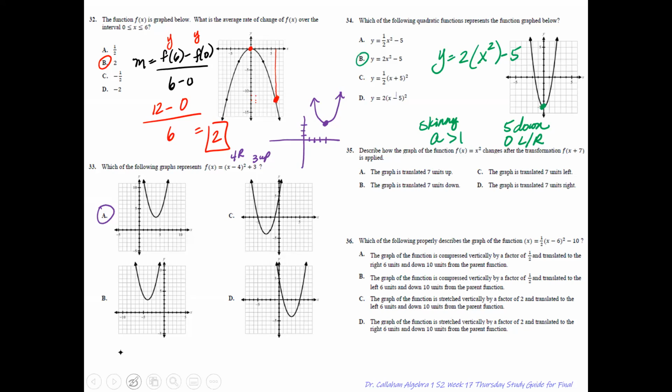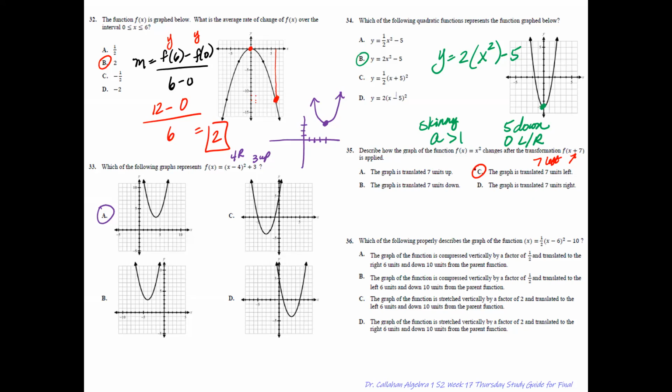Okay. Take a look at number 35. Describe how the graph f of x equals x squared changes after the transformation x plus 7. That 7 means you're just going to go 7 to the left. So that just means it's 3 to the left. So which one says 3 to the left? That's C right there. That has to be it.